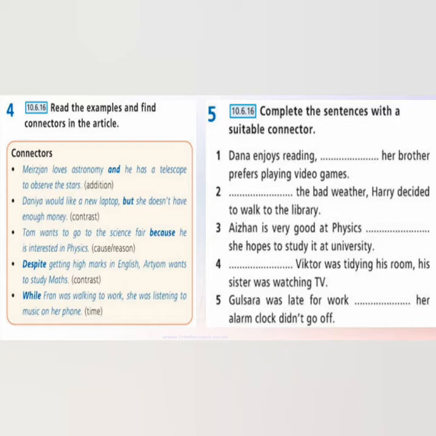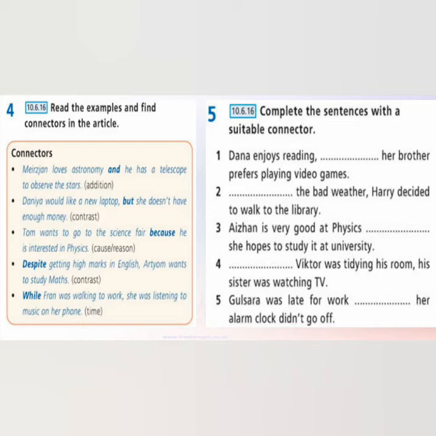Exercise 4. Read the examples and find connectors in the article. Connectors. Mirjan loves astronomy and he has a telescope to observe the stars. Addition. Danielle would like a new laptop, but she doesn't have enough money. Contrast.